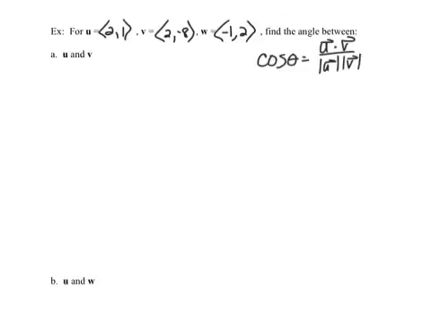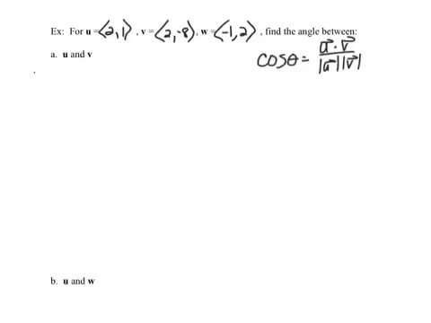Alright, so we're going to do an example here, and let's demonstrate how this works. I have u and v. I want to find the angle between u and v. Here's u, here's v. Basically, you find their dot product, and you find the magnitude of each one of these.